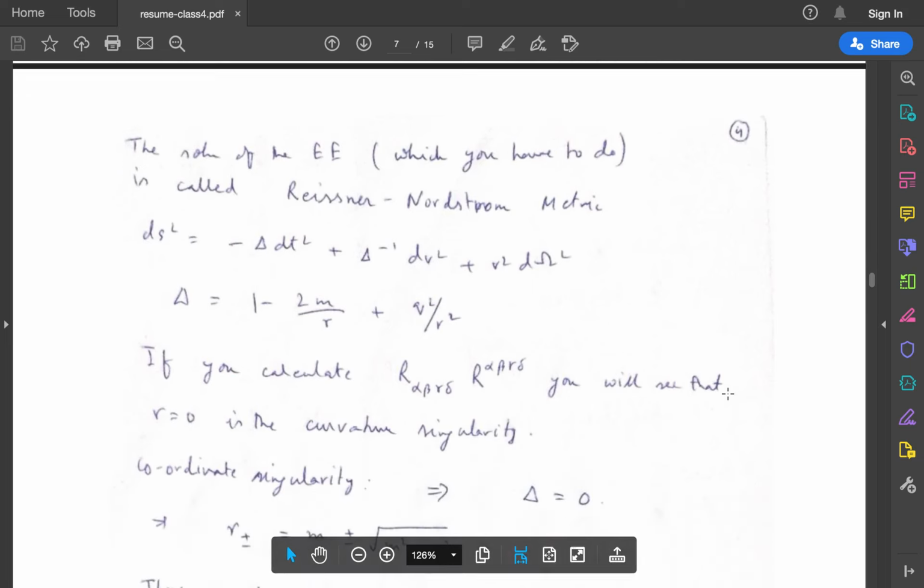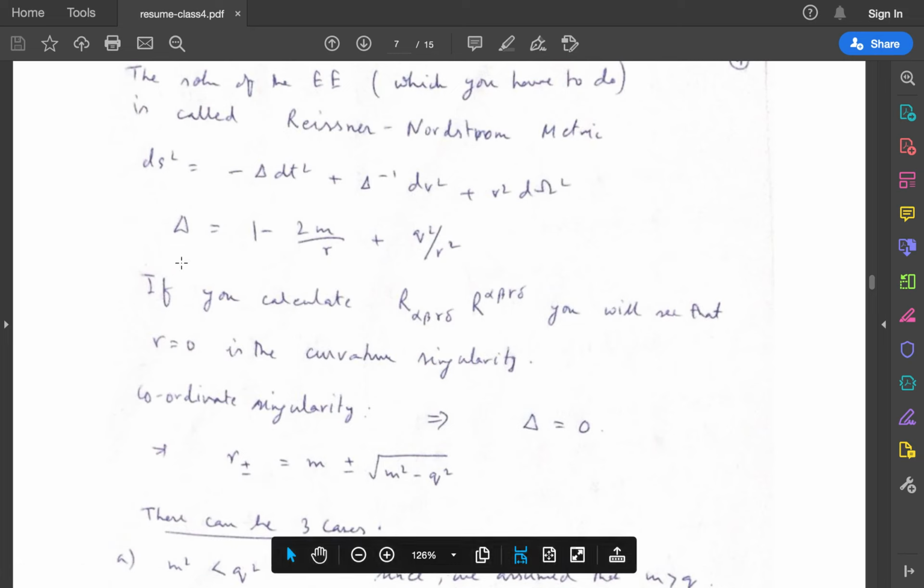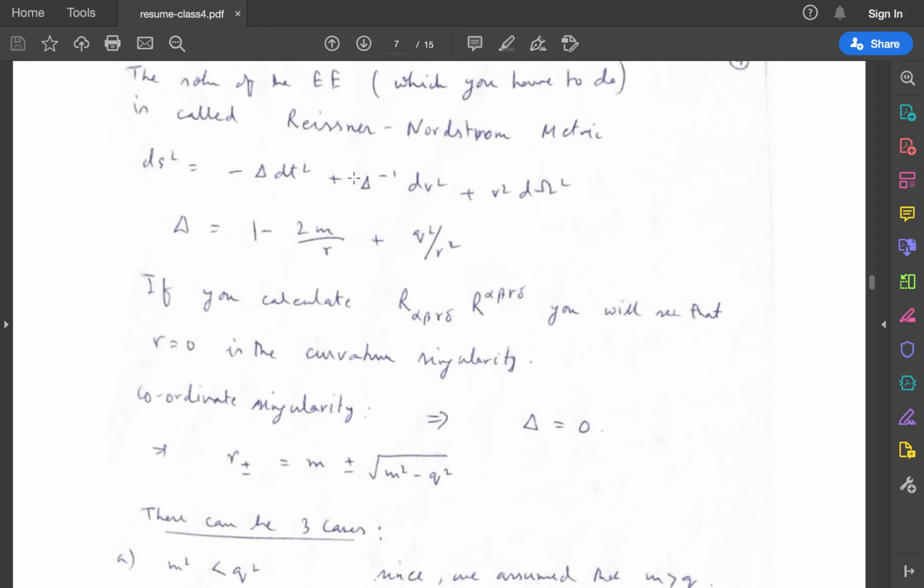Now, as we have done for the Schwarzschild metric, you can calculate the invariant curvature scalar, which is given by this, and you will see that if you put r equal to 0, it will blow up. So r equal to 0 is the curvature singularity. However, there is also a coordinate singularity. You can see that if delta goes to 0, this blows up. However, this delta equal to 0 is not r equal to 0. It is not the curvature singularity. This is the coordinate singularity, and it can be avoided.